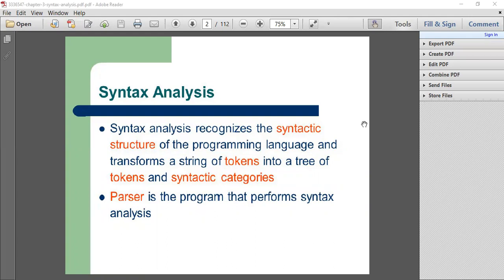It recognizes the syntactic structure of the programming language and transforms a string of tokens into a tree of tokens and syntactic categories. The parser is the program that performs syntax analysis.